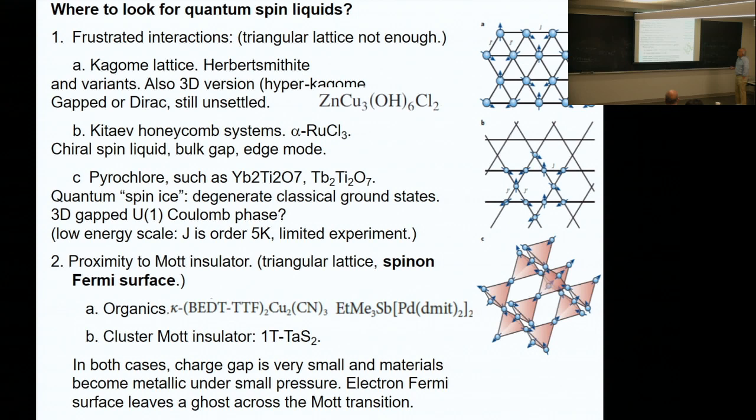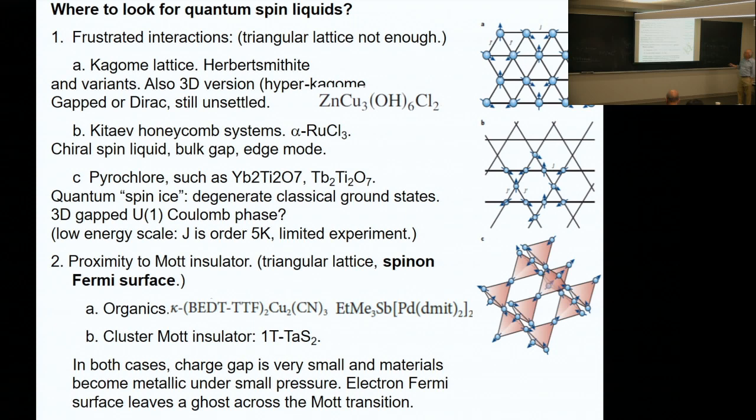And so there's a lot of work on this material. Right now, whether the system is gapped or not, I think there are two options. First of all, it's known that this material doesn't order down to low temperature, which satisfies the negative criterion for being a spin liquid. It can be a gapped or a Dirac spin liquid. That question is still open. So I will not say any more about this today.